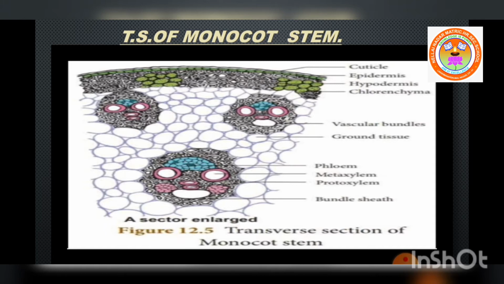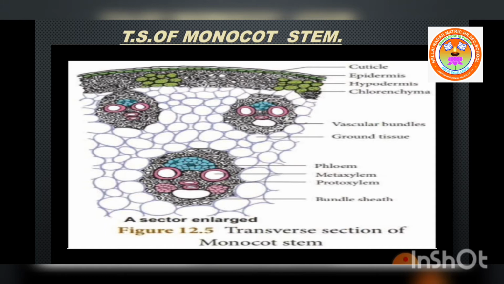This layer gives mechanical strength to the plant. It is not continuous, it is interrupted here and there by chlorenchyma cells. So hypodermis of monocot stem constitute sclerenchyma and chlorenchyma cells. Next to hypodermis, we can see ground tissues. There is no differentiation into cortex, endodermis, pericycle and pith. The entire mass of parenchymatous cells lying inner to the hypodermis forms the ground tissue.